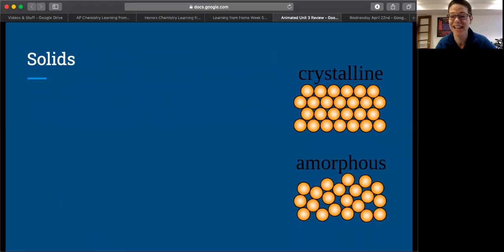So solids. They can come in two different kinds. Not that they ever ask you the difference between these, but crystalline and amorphous. And I don't think that's really that hard to figure out the difference between. Play-Doh is amorphous. Salt is crystalline. If it has some sort of regular structure, it's a crystal. If it doesn't, it's amorphous.